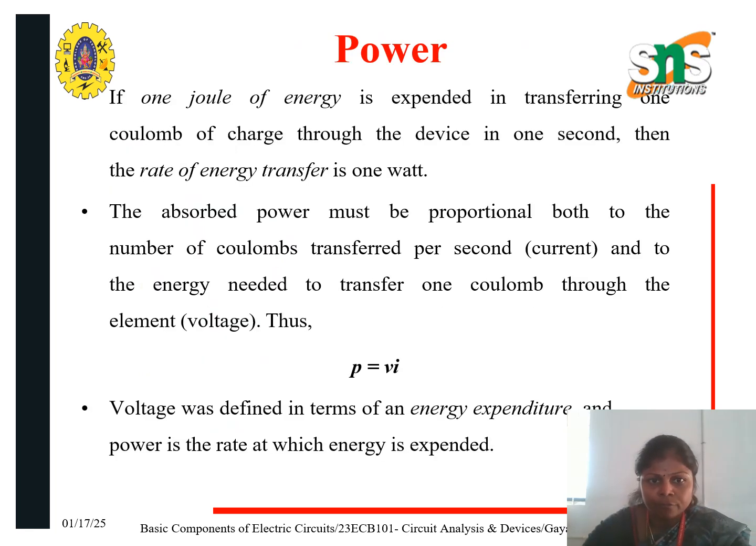Power. If 1 joule of energy is expended in transferring 1 coulomb of charge through the device in 1 second, then the rate of energy transfer is 1 watt. The observed power must be proportional both to the number of coulombs transferred per second, the current, and to the energy needed to transfer 1 coulomb through the element, the voltage. Thus, the power is represented in terms of voltage and current: P equals V into I.